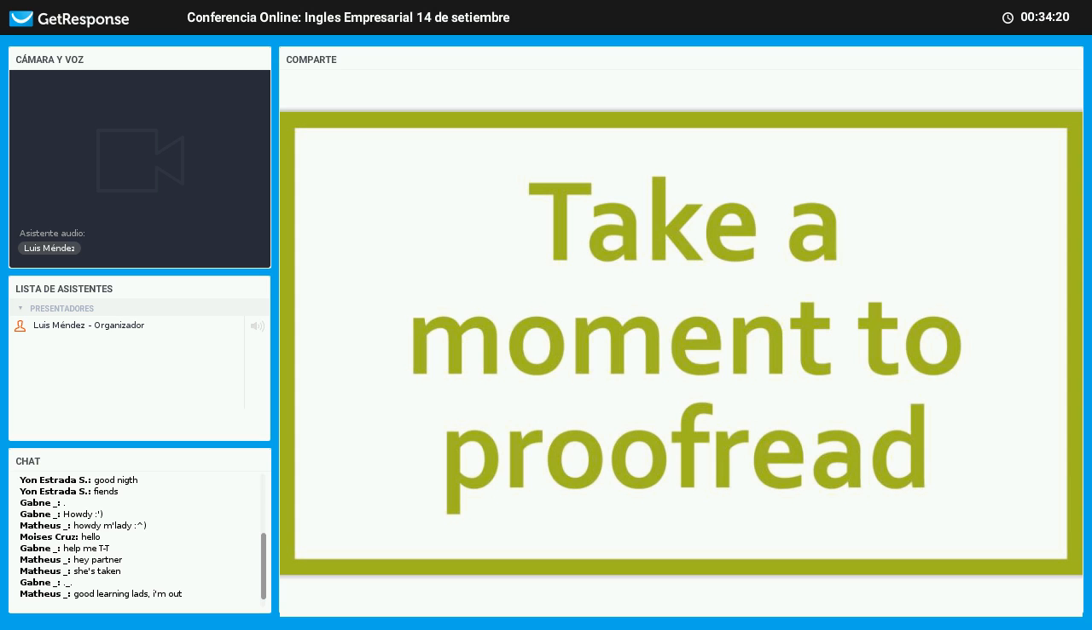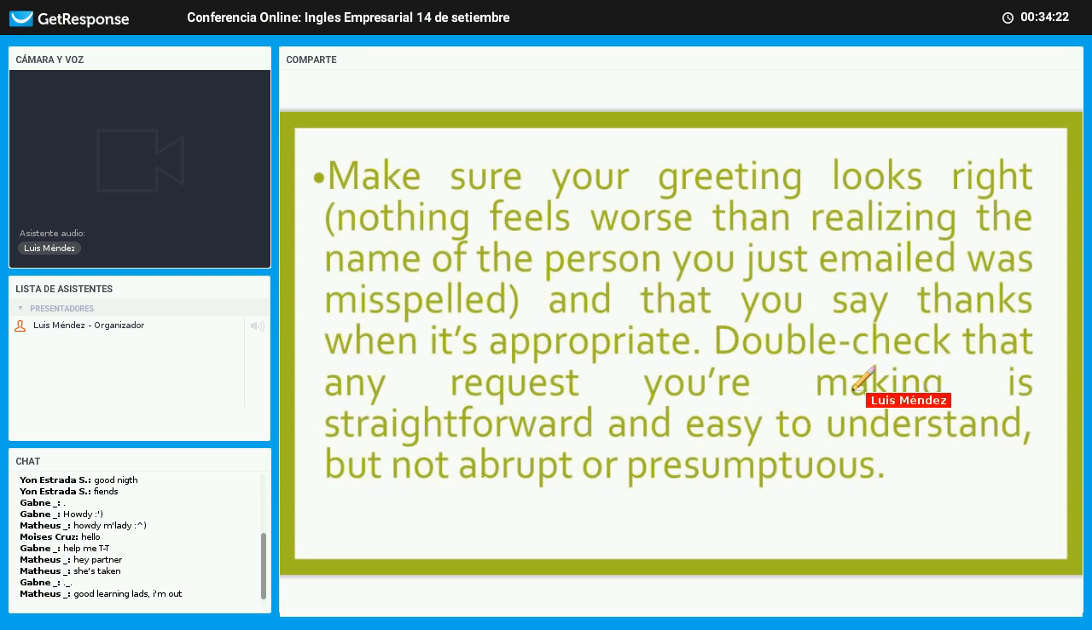For example, make sure your greeting looks right. Okay? Nothing feels worse than realizing the name of the person you just emailed was misspelled, especially if they don't belong to your country. They may have a different spelling. They may have a different way to write it, so be very careful on that.